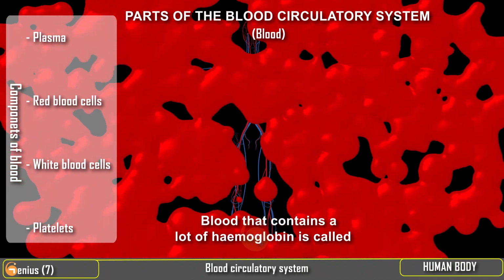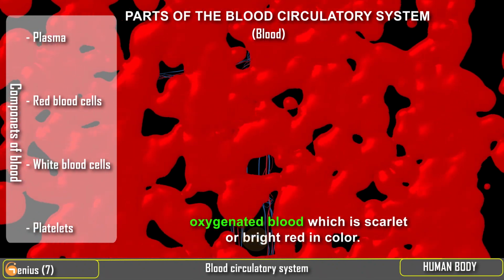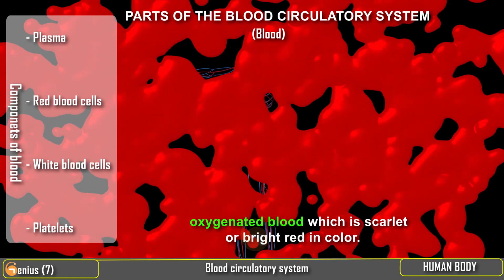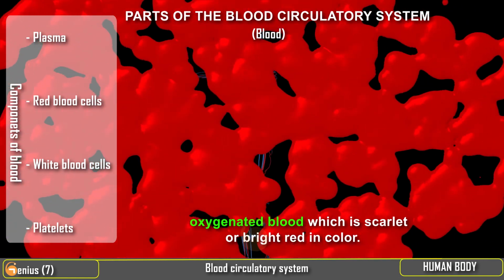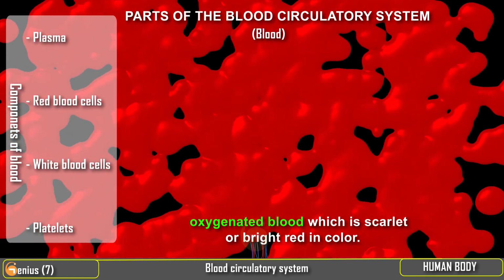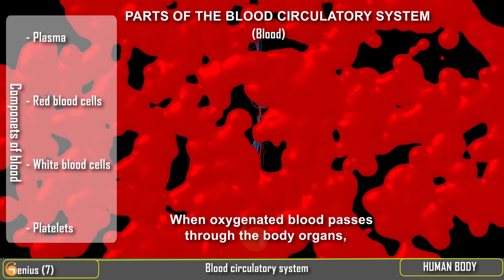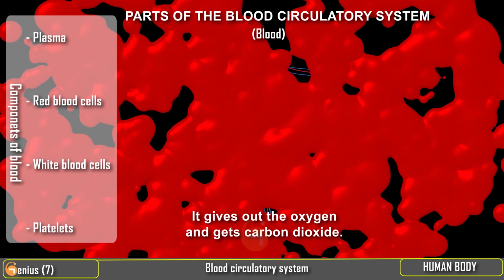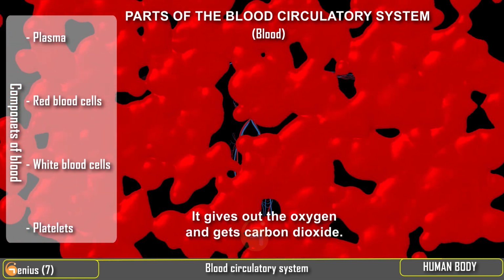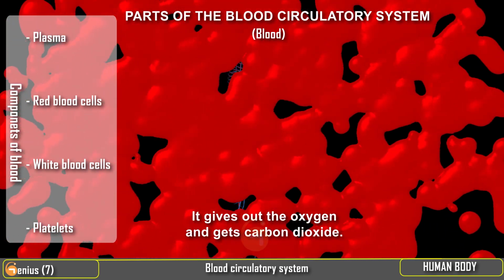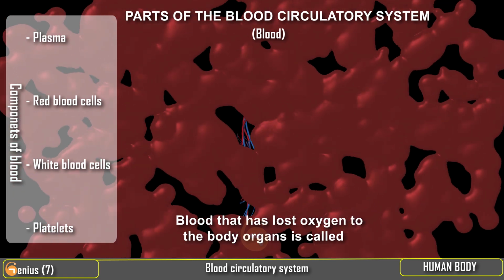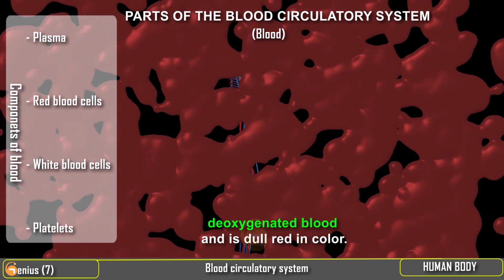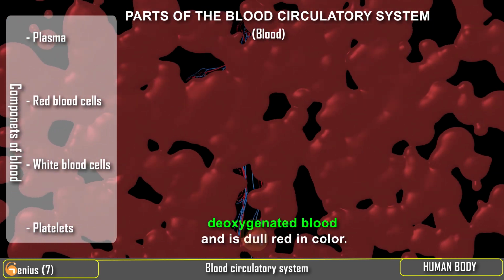Blood that contains a lot of hemoglobin is called oxygenated blood, which is scarlet or bright red in color. When oxygenated blood passes through the body organs, it gives out the oxygen and gets carbon dioxide. Blood that has lost oxygen to the body organs is called deoxygenated blood and is dull red in color.